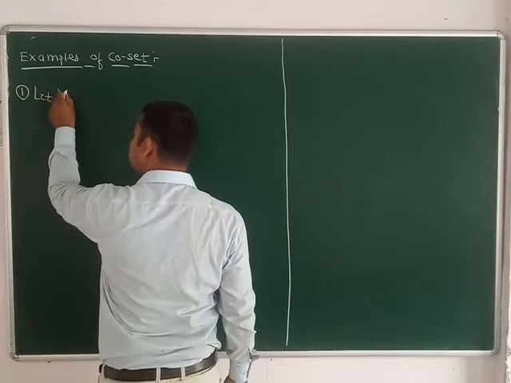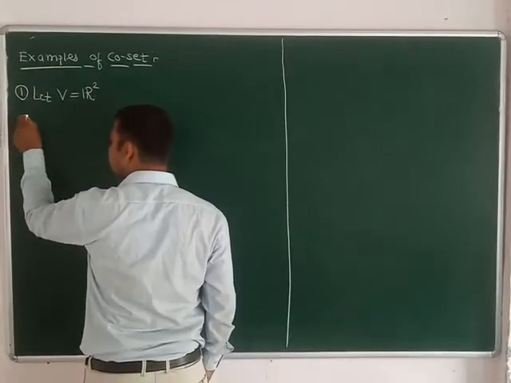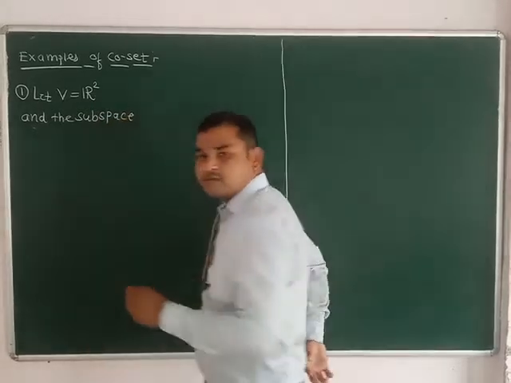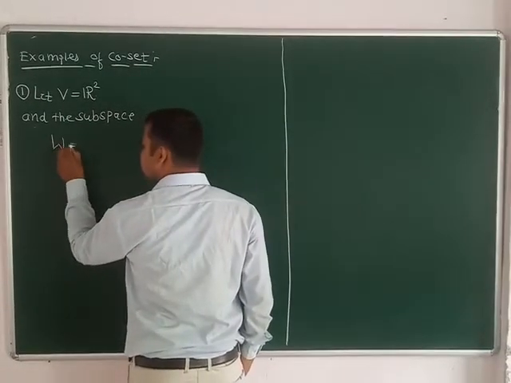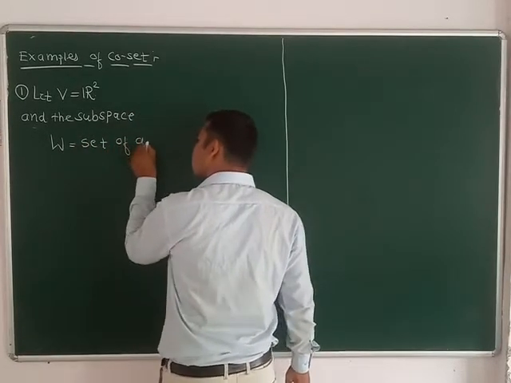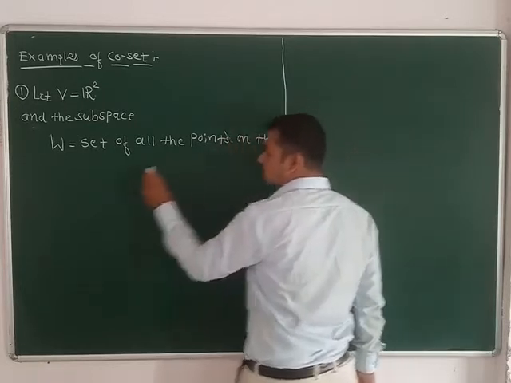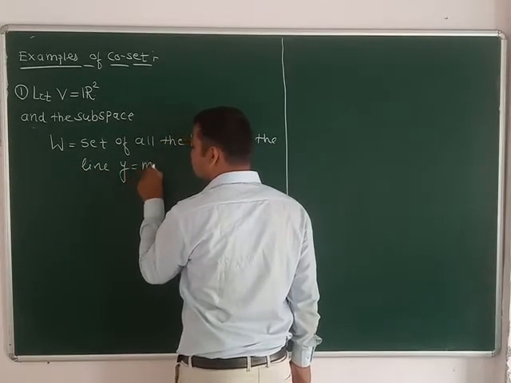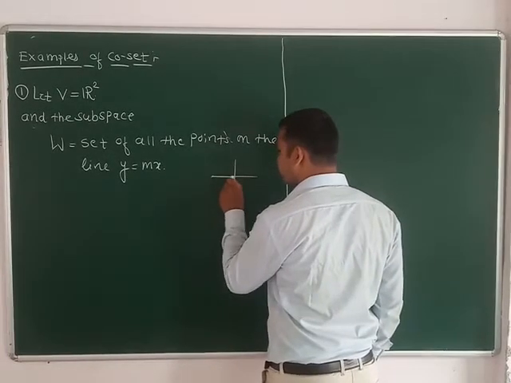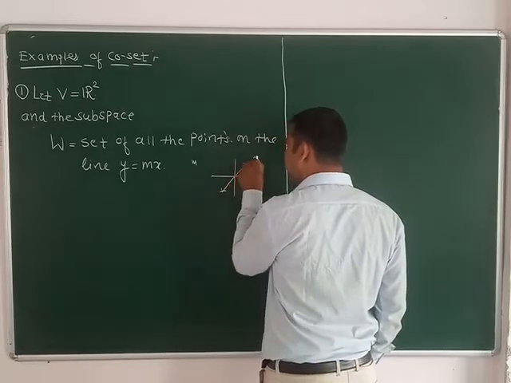let capital P be the vector space of two-dimensional real numbers, and the subspace capital W is equal to the set of all the points on the line y is equal to mx. So what is the line y is equal to mx? It is a straight line with slope m and passes through the origin.